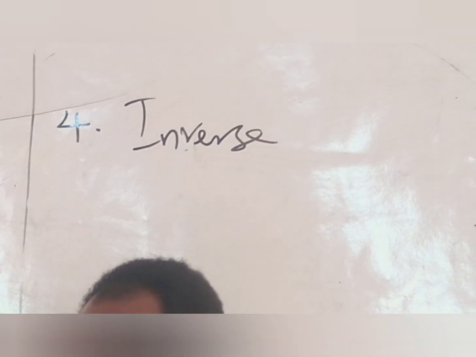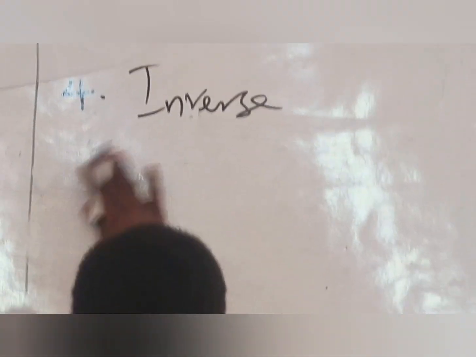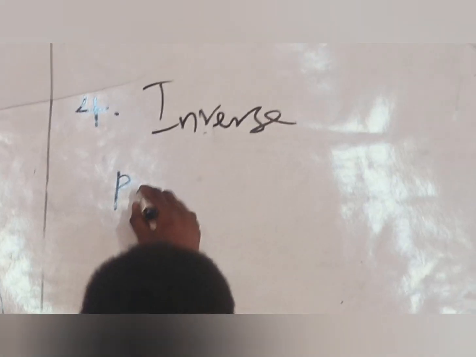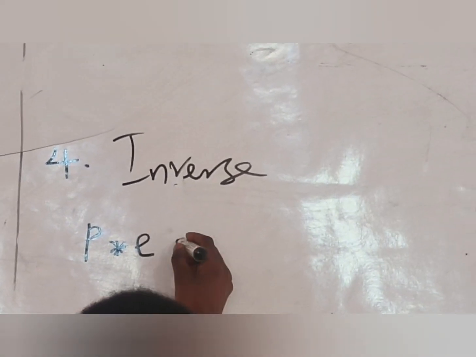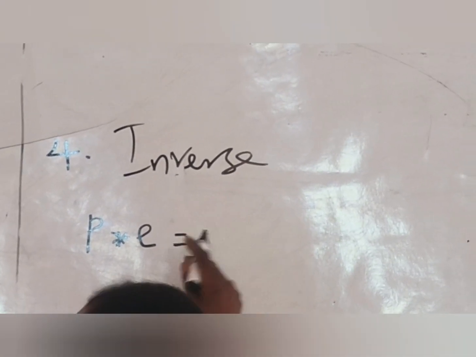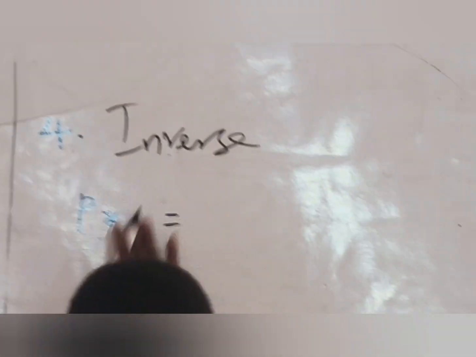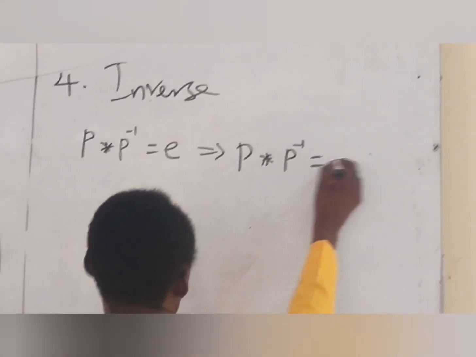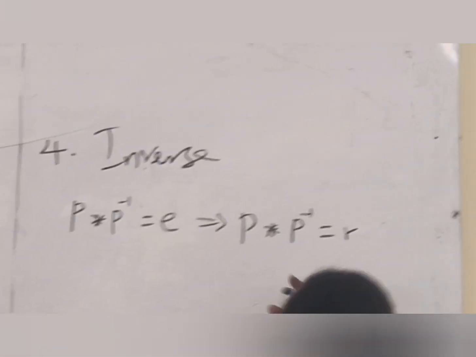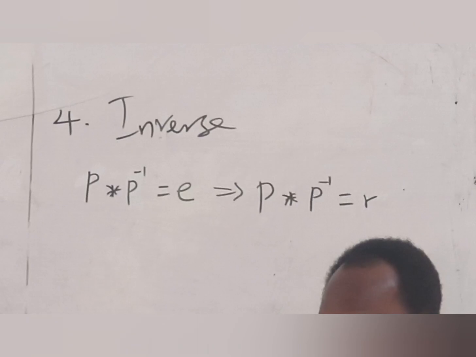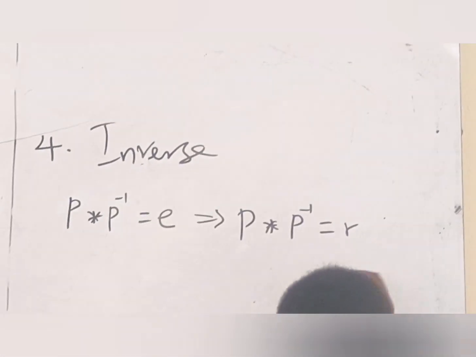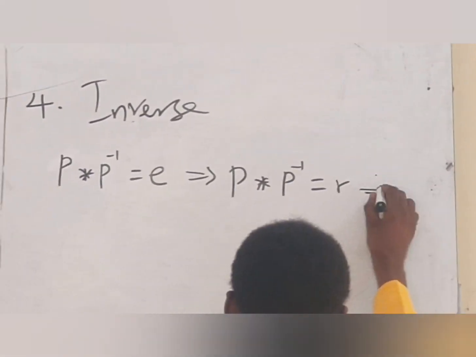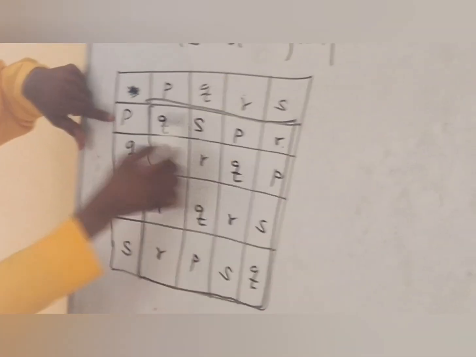Now our rule says any element operation its inverse must give us the identity element. What is our identity element? R. So what will we operate with P to get R? Let's go to the table. P operation S is R. So our P inverse is S.